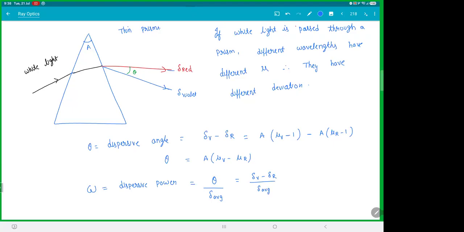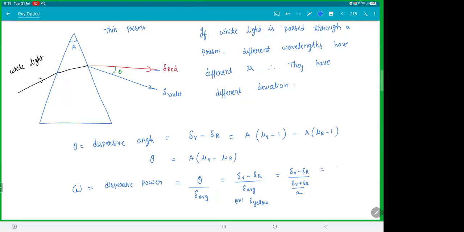Or sometimes, if average is not available, we take yellow. Delta average or delta yellow. Either they give me yellow or we'll take average. So here the formula will be delta V minus delta R. Delta average is delta violet plus delta R by 2.